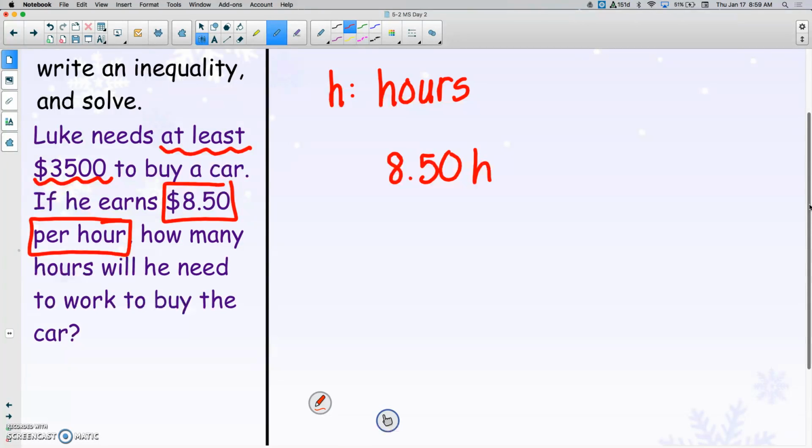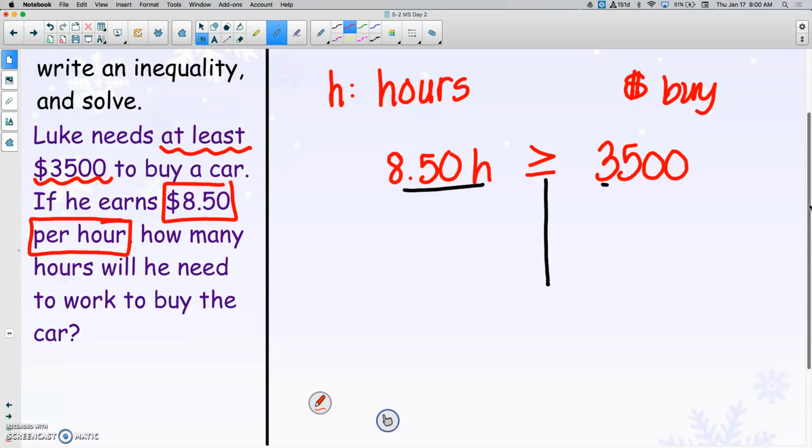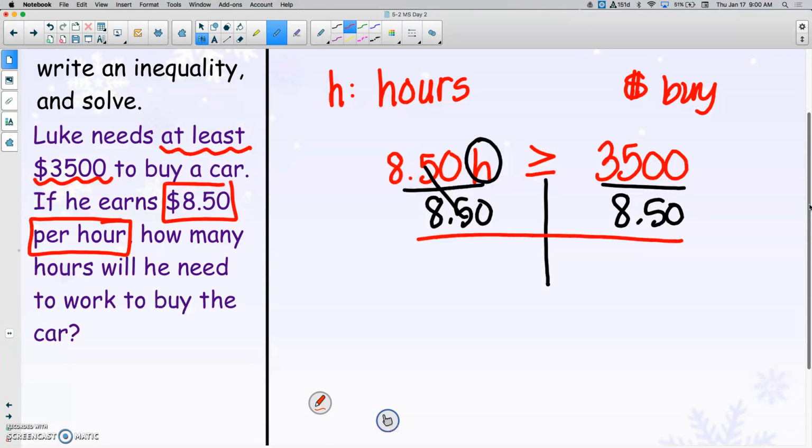And then he needs at least how much money to make his purchase? Well, he needs $3,500, and at least means greater than or equal to. If he has less than $3,500, he cannot buy the car. So he has to have at least $3,500, so greater than or equal to. Then if you divide on both sides, divide by 8.50, this will tell us how many hours he needs to work. So $3,500 divided by 8.50.